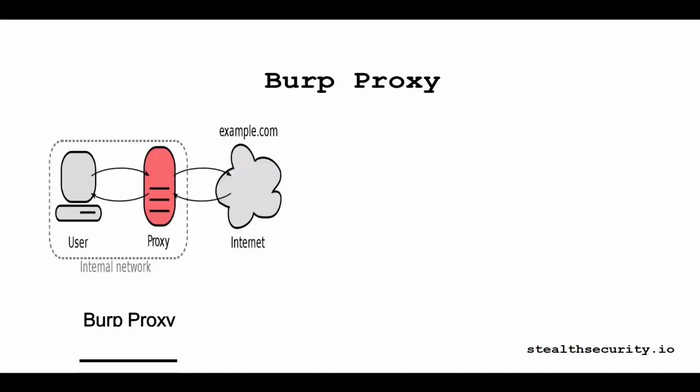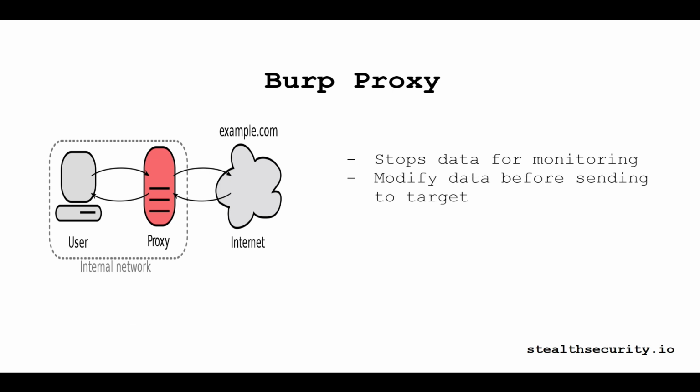First, we have the Burp Proxy. The proxy allows you to stop and change the data that passes between your browser and the target application. The proxy acts as a man in the middle, and you can forward the request to other Burp tools before sending it to the target. I'll show you a demo of using the Burp Proxy later in the video.